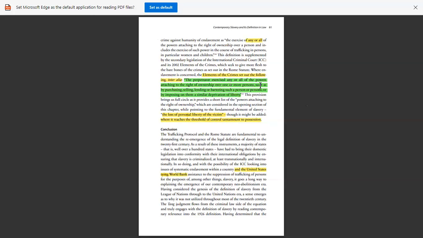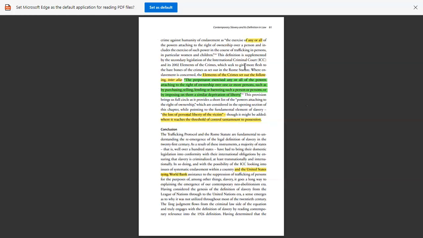And so we can look at the examples now, and these are just such as by purchasing, selling, lending, or bartering such a person or persons, or by imposing on them a similar deprivation of liberty. So if you can find one spot where a person, again, legally defined as a corporation, a body politic, an association, a partnership, a joint venture, has exercised any of these over a singular person, then these are elements of the crime as set out by their own international criminal courts.